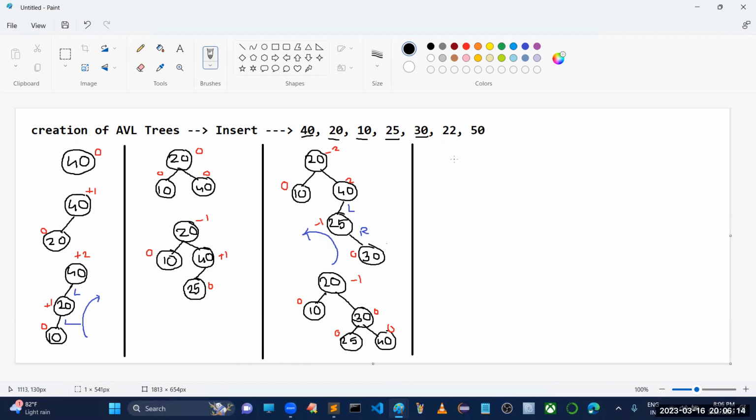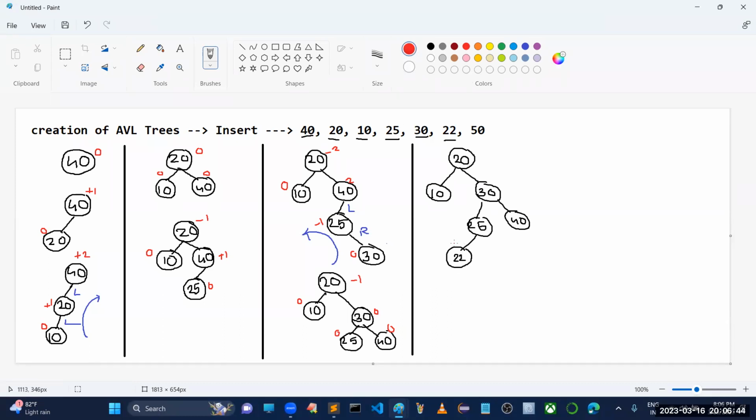Next, which node do we have to insert? 22. So 20 is the main tree. For this, 10 is the left subtree, and the right subtree is 30. For the right subtree, 40 is the right subtree and 25 is the left subtree. For 25, we have to add 22. So 22 will become the left subtree for this.